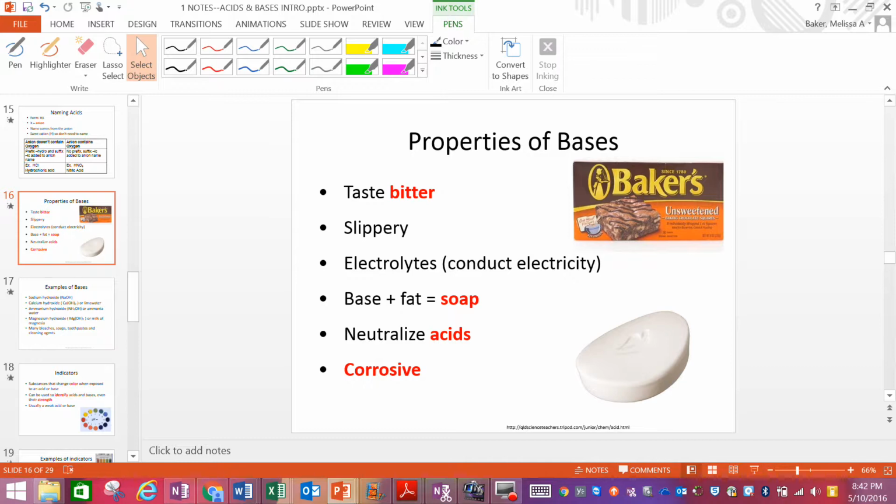Bases neutralize acids. So if you've got an acid spill, something with a pH of 0, you can add base to it, like baking soda, to bring the pH to 7 so that it's neutral. Bases are also corrosive, damaging to tissue.